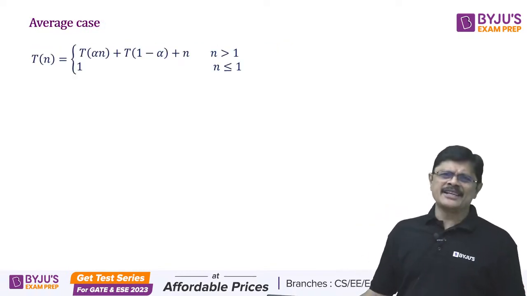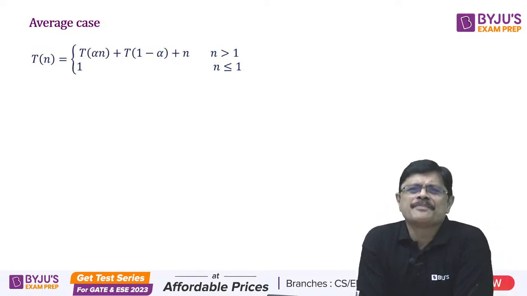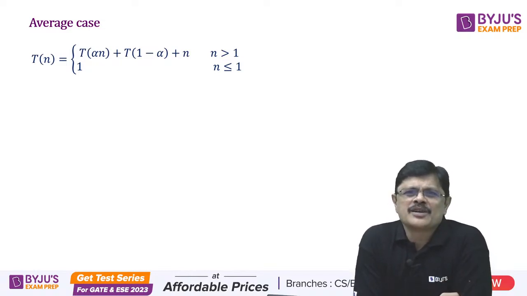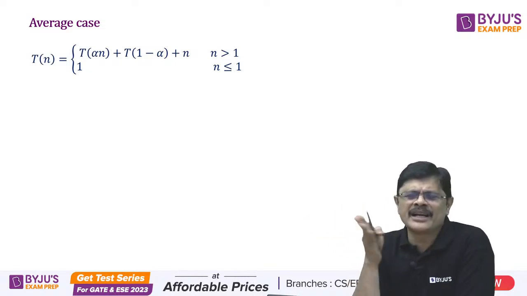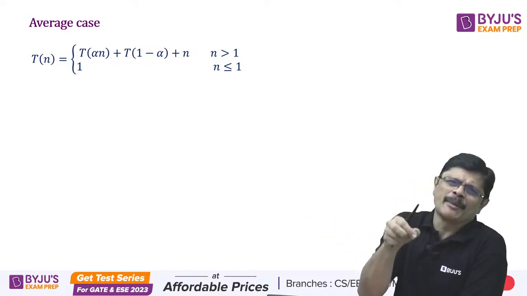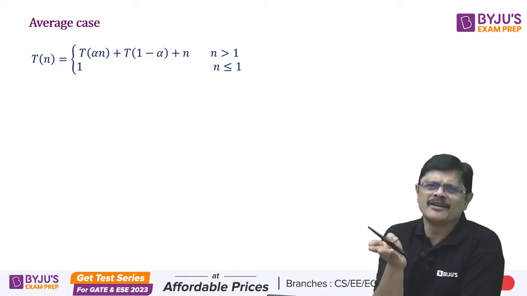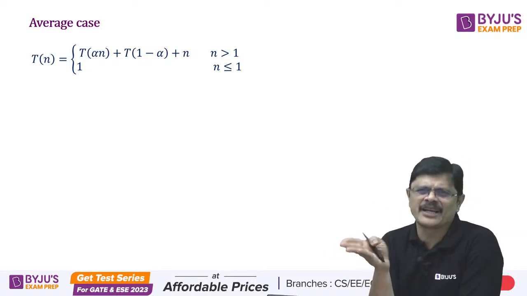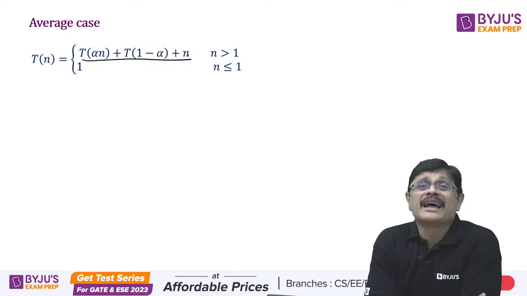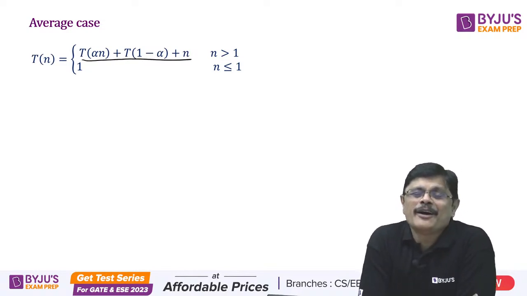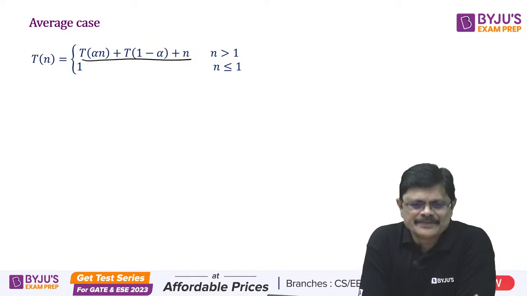See, on an average, where can it be divided? It may be divided at some portion, and that portion can be anything. It may be 1 by 10, 1 by 2, or anything. 1 by 10, 1 by 9, 1 by 7, 1 by 8. Anywhere it can cut. So this would be the recurrence relation for your quicksort on average case.